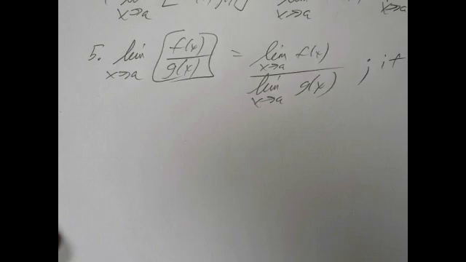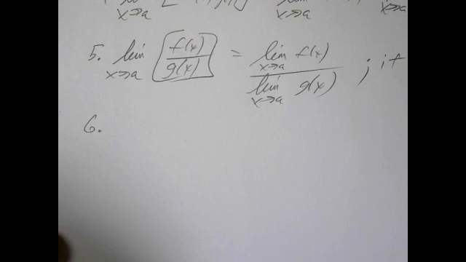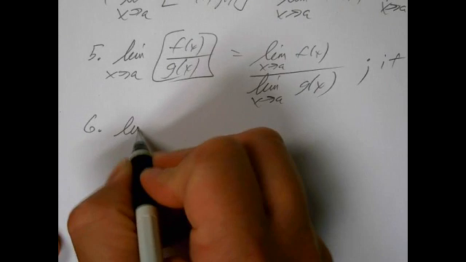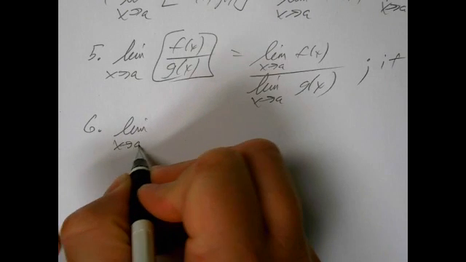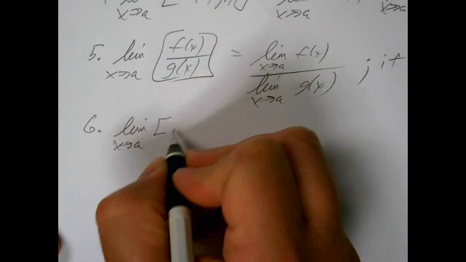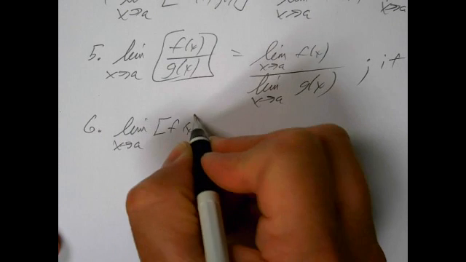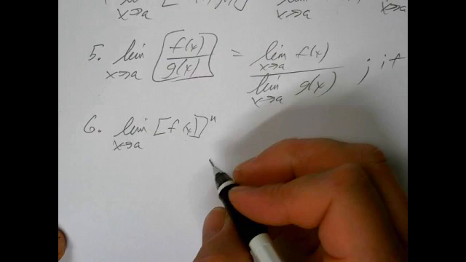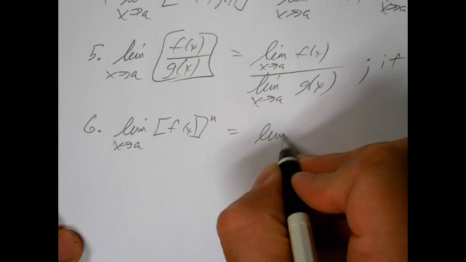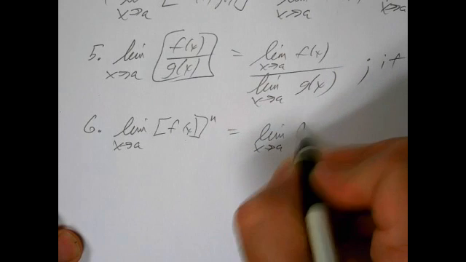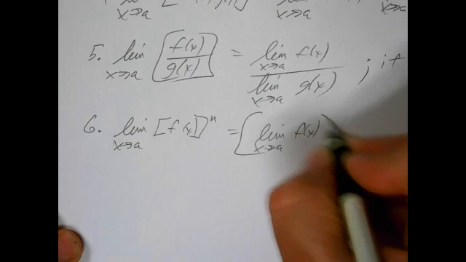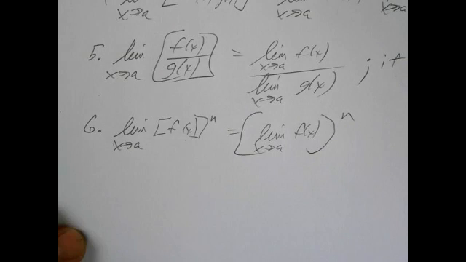But moving on, and before I jump into examples, I want to express them all because there's sort of a theorem I want to state before I use any of these laws. Law number 6, the limit as x approaches a of f of x to the nth power equals the limit as x approaches a of f of x, with the entire thing being raised to the power. Power of limits is limit of powers.